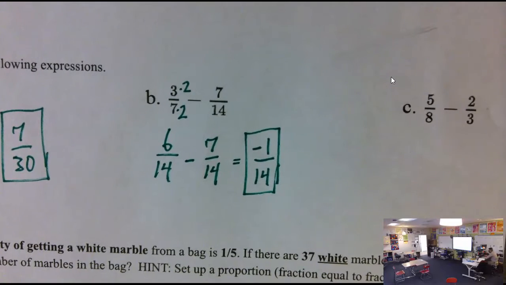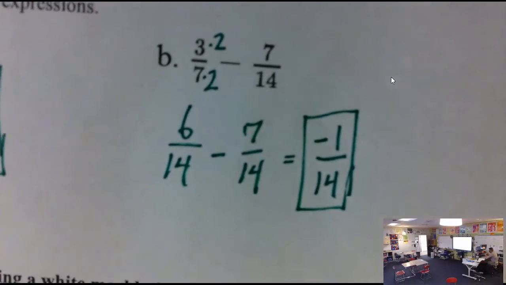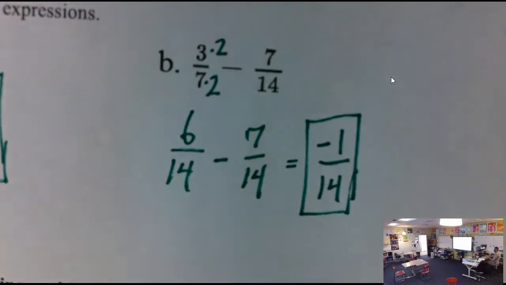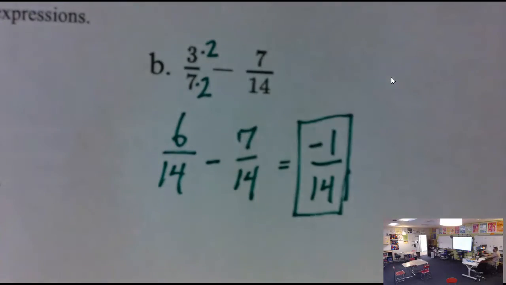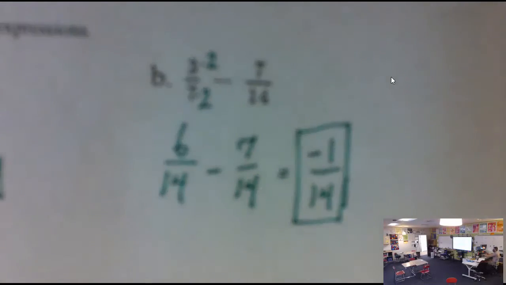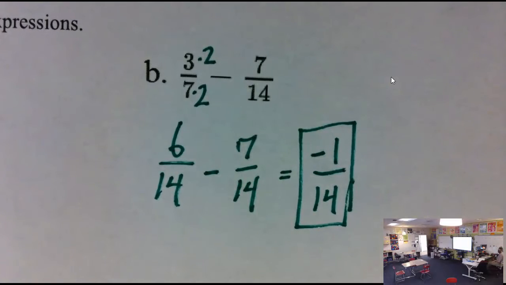Wait. I thought I had that done, and then I looked up, and then I got the answer wrong. So we do times 2, times 2 because we want to turn the denominator into 14. Yeah. You with me on that? Yeah. Then 6 take away 7 makes negative. Cool.